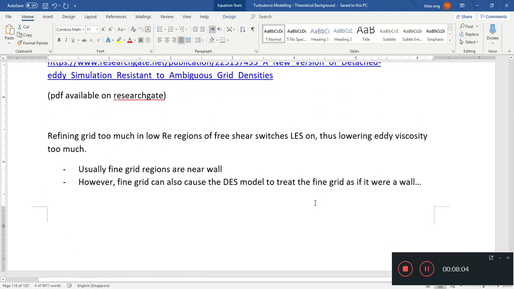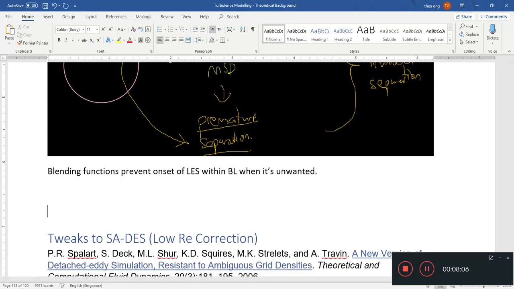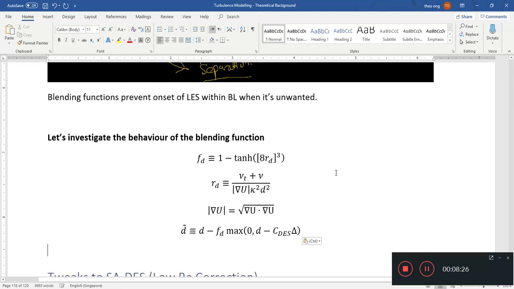Let's investigate the behavior of the blending function. I'm not going to do it as detailed as the SST model I did, but just give you the rough behavior. So first things first, hyperbolic tangent.